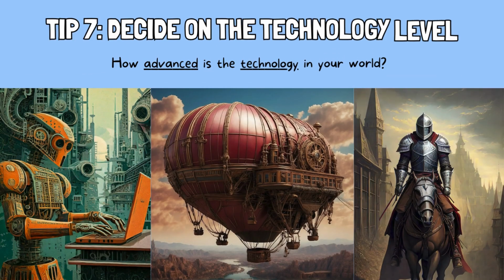Tip 7. Decide on the technology level. How advanced is the technology in your world? Is it a medieval world with swords and horses, or a futuristic world with spaceships and robots? This will influence everything from warfare to transportation and communication in your world.